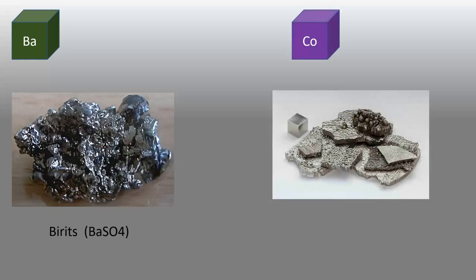Next material is cobalt. Cobalt's ore is smaltite. It is also known as brown metal because, as you see in the picture, it is brownish. So smaltite is the ore of cobalt.